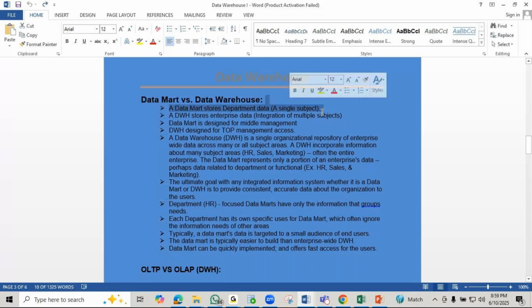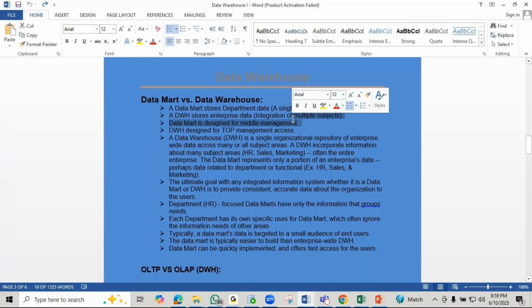What about a data warehouse? A data warehouse will store enterprise-wide data. Okay, a data mart is designed for middle management. Middle management means team lead and below. Team lead also falls under middle management. So a data mart is designed for middle management, team lead and below. Below means senior tester, software tester, executive and team lead.